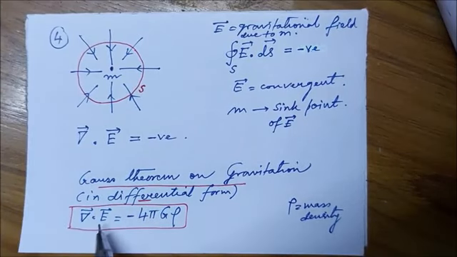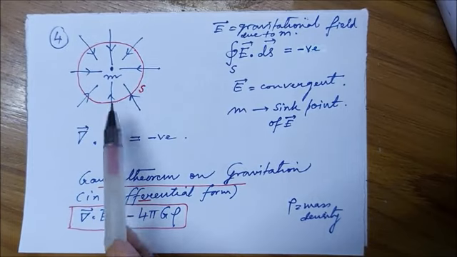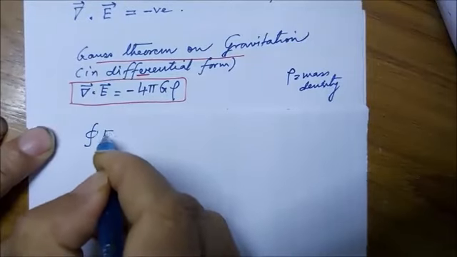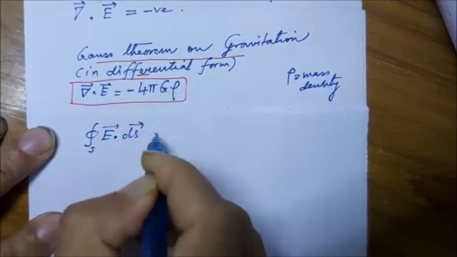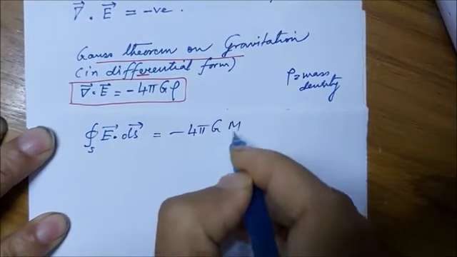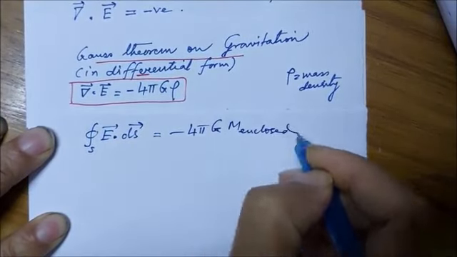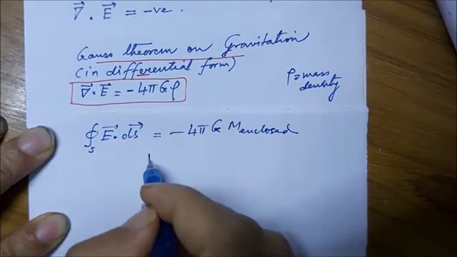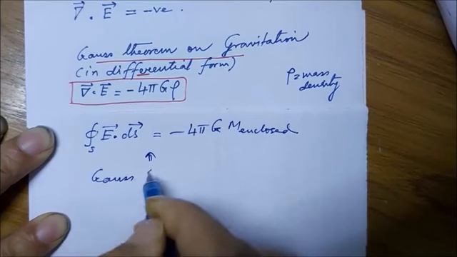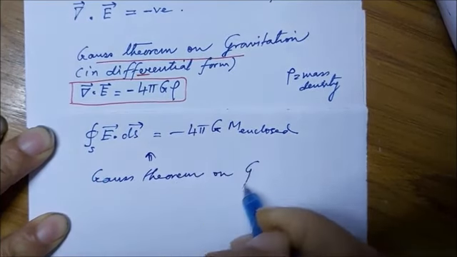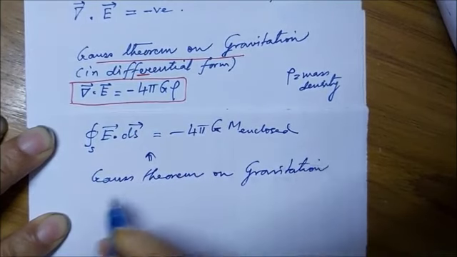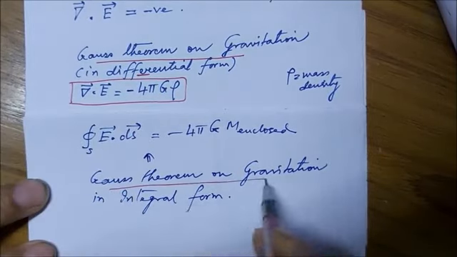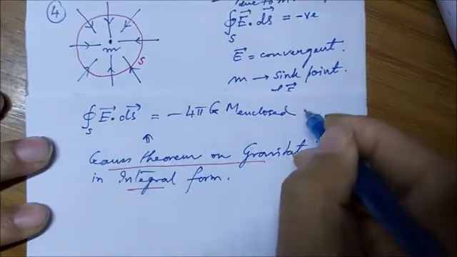And the value of the flux of vector E over this closed surface, as present in its definition here, is given by minus 4 pi G M enclosed, where M enclosed is the mass enclosed by the surface S, and this law is called Gauss theorem on gravitation in integral form. Note that this is always negative.